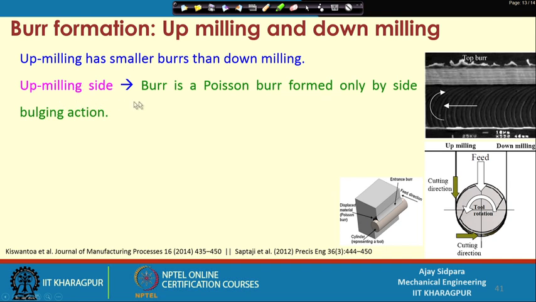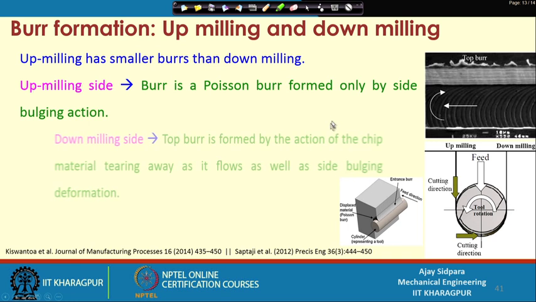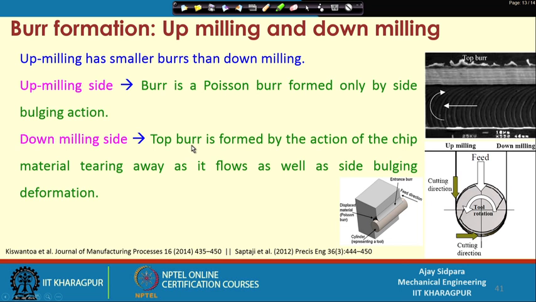So, on the up milling side, the burr is a poisson burr formed only by side bulging action. We have already seen what poisson burrs are. On the down milling side, the top burr is formed by the action of the chip material tearing away as it flows, as well as the side bulging deformation. So, let us see the up milling side first.